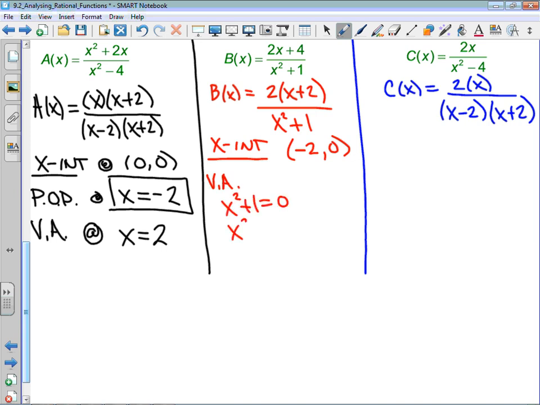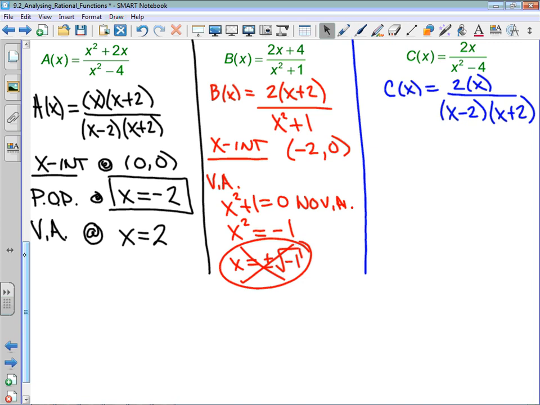which is a bit of a problem because when I move the 1 over, I get that x squared is equal to -1. Well, that means that x could be the positive or negative square root of -1. Does that exist? It doesn't. So what that means is that there are no vertical asymptotes for that graph. There is no value of x that causes us to divide by 0. There are no factors in the numerator and the denominator, so there are no points of discontinuity as well.